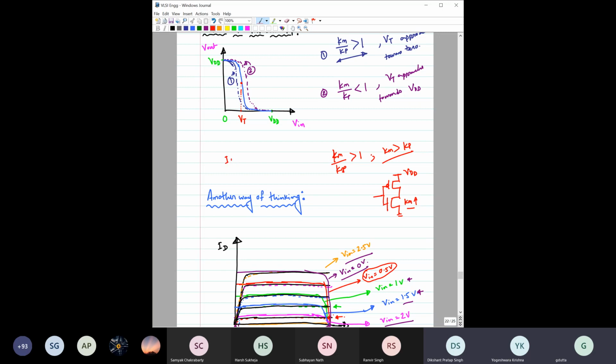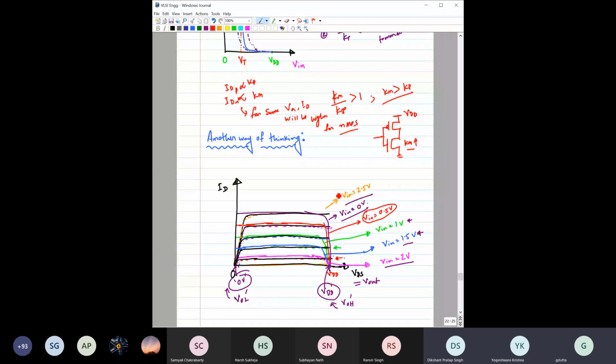Now see this ID equation. IDN is proportional to Kn, and IDP is proportional to Kp. When you make the transistor wider, the current increases. So that means for the same VG, ID will be higher for NMOS.